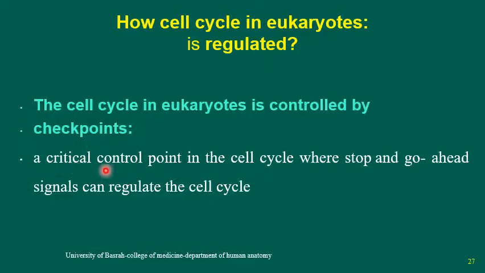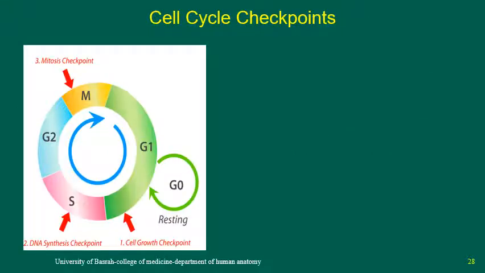A checkpoint is a critical control point in the cell cycle where stop and go-ahead signals can regulate the cell cycle. The cell cycle is controlled by three principal checkpoints.